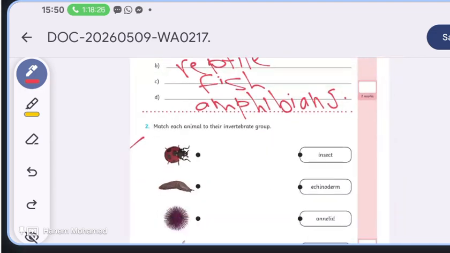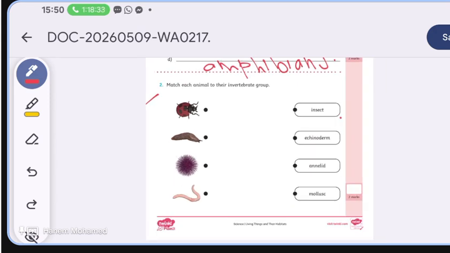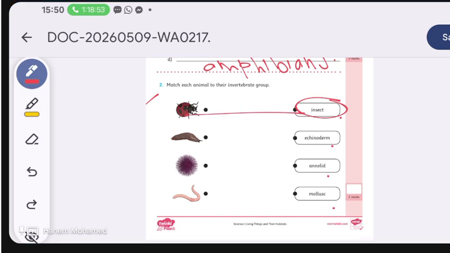Okay, the next. Again, match each animal to their invertebrate group. We have insects. Echinoderm, it means it has spikes. Annelid, it looks like a worm. Mollusk, it means soft. So it's according to the word. Which one is the insect? It means it has 6 legs at least. The first one, the ladybug.